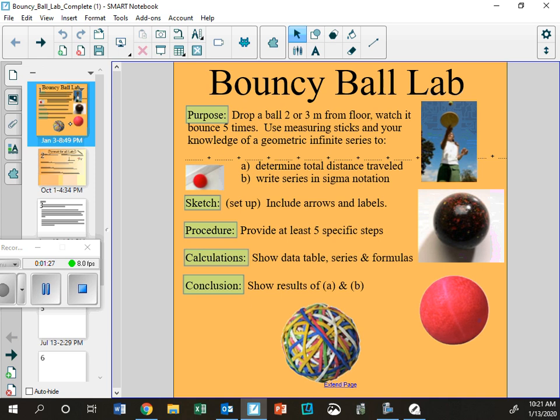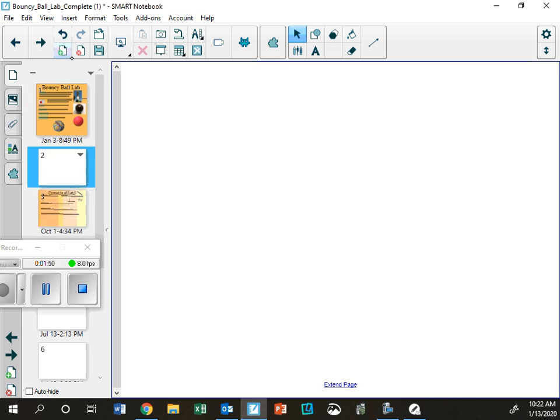All right. And then the only other part of your purpose is by using an infinite geometric series. Now, if you didn't include that, that's going to cost you points, because the point isn't just to see how far a ball went. It's to also learn to use an infinite geometric series. Okay. Now, the sketch is one of those things that you have to have. It's got a category for that in the format for all labs.